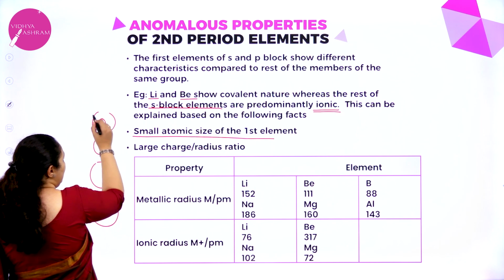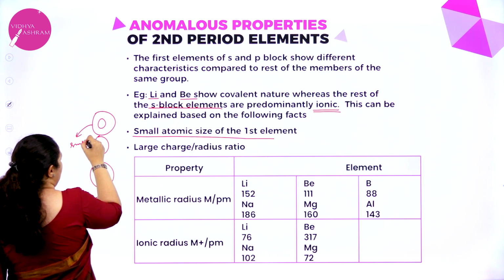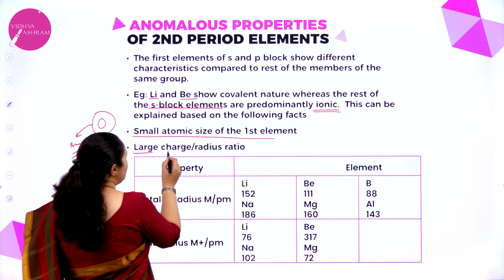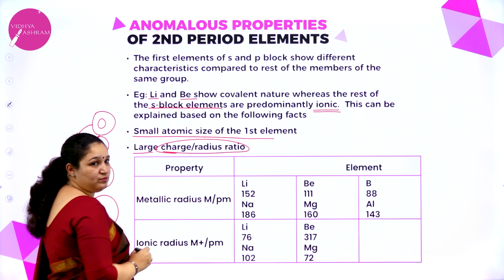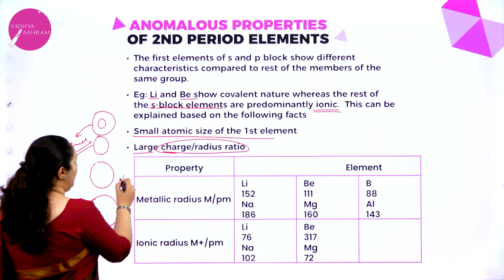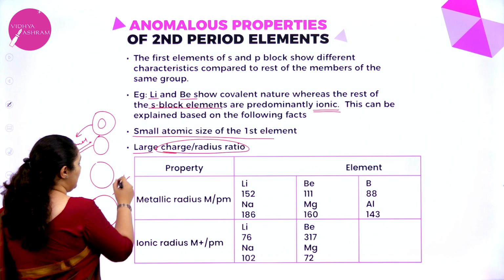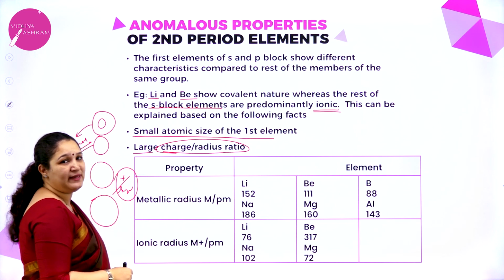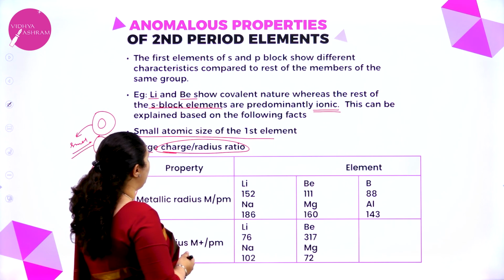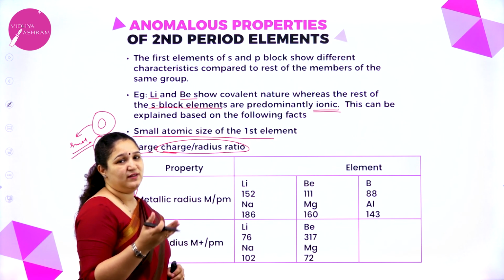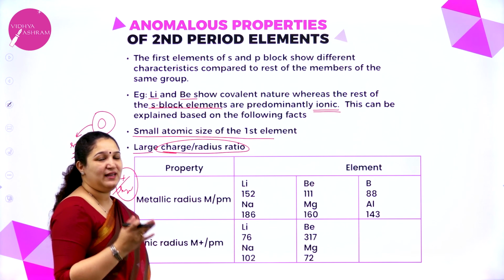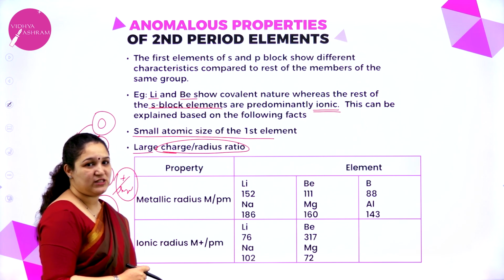So the first element is very small. That is one of the reasons for anomalous property. Also, large charge by size ratio. They have a large charge. What is the charge they carry and what is the size they have? This ratio is large. That is why they show some of the anomalous properties, basically because they show covalent nature rather than ionic nature. More about this charge by size ratio you will find in detail in your chemical bonding chapter.